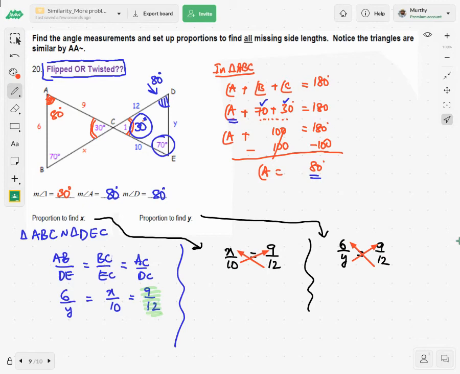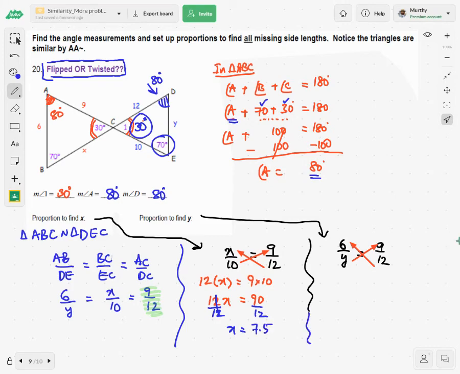Well, let's see whether your answer is correct or not. 12 times x equals 9 times 10. So 12x equals 90. You know how to isolate x, by dividing by 12 on both sides. Let me quickly grab my calculator: 90 over 12 gives me 7.5. So that's the value of x.